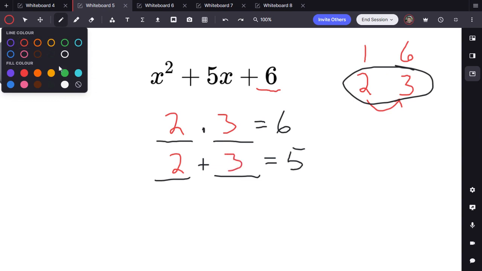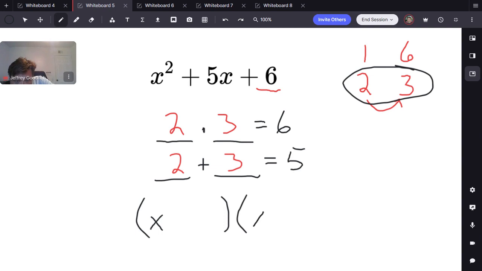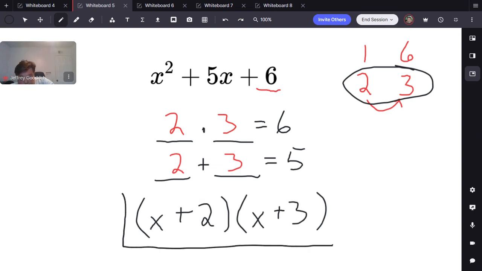Very nice. All right, so now just the easy part. You just plug it into two sets of binomials. And since our leading coefficient is 1, all you need is 1 for the leading coefficient of your binomials as well. So that's just an x, because x times x is going to get x squared. And then you just plug in your two terms. You've got x plus 2, and you've got x plus 3. And that's it. That's your final answer.